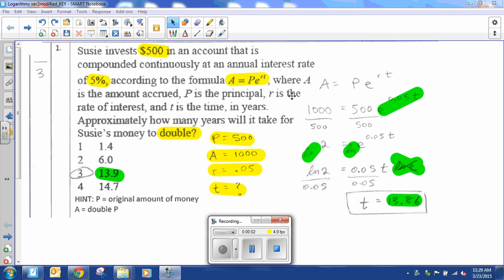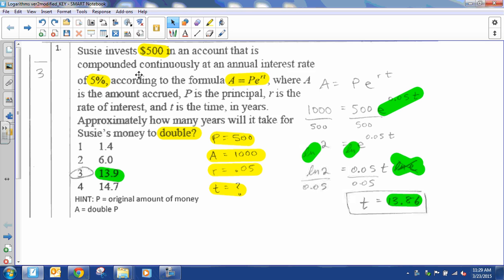Okay, here's the answer key to the logarithms test for your test correction purposes.